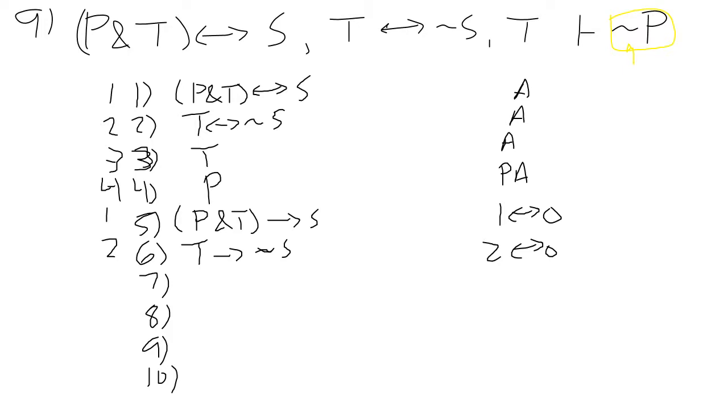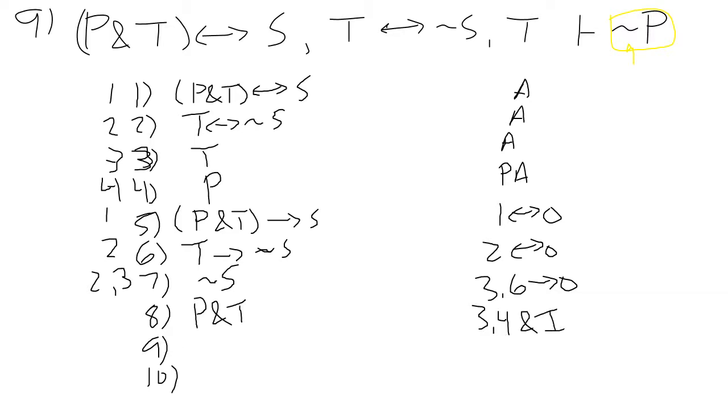Now let's look at what we can do. For the conditional line 6, we've already got the T, so we could do 3 and 6, arrow out. 3 and 6 is 2 and 3. Then for 8, we still need our S. So can we build the antecedent line 5? Well, we can. By putting them together, we can do 3, 4, ampersand in, 3 and 4.